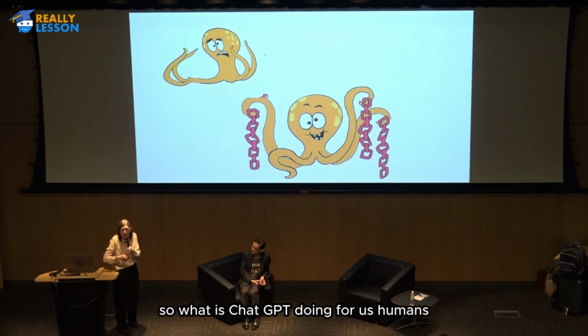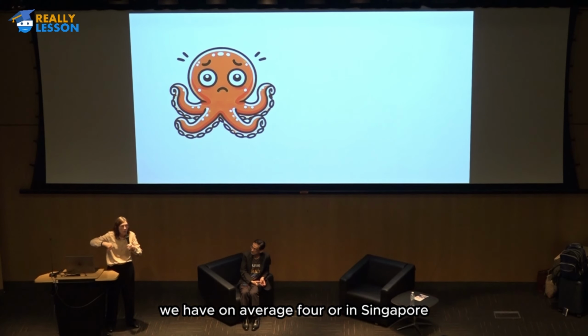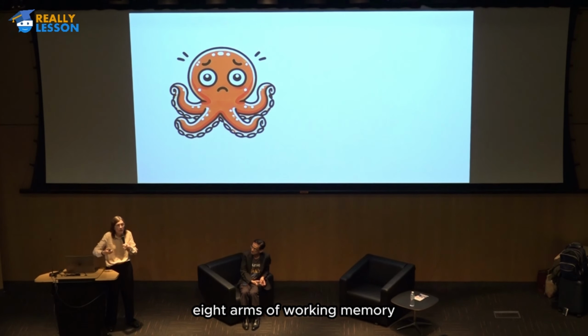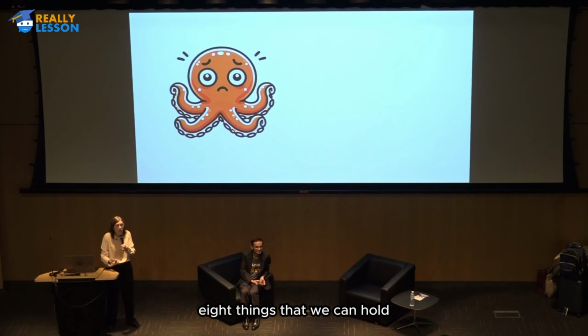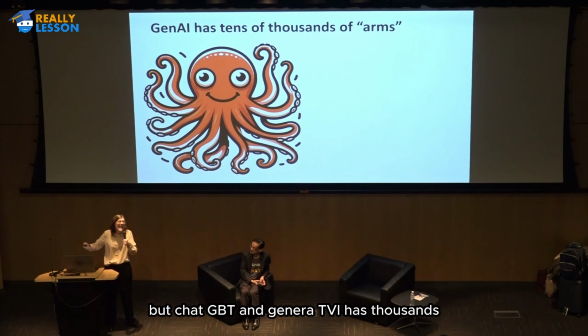So what is ChatGPT doing? For us humans, we have on average 4, or in Singapore, 8 arms of working memory, 8 things that we can hold. But ChatGPT and generative AI has thousands. So it can work as a creative partner for you that allows you to extend the number of arms that you can creatively recombine things. So that's why I tell people, please join the AI revolution. Thank you very much for the question.